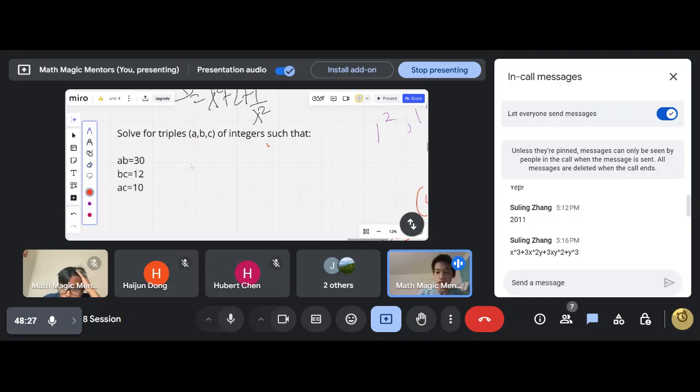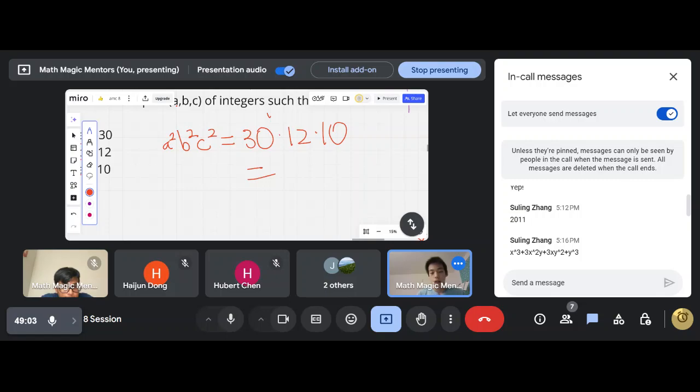Again, we have two a's, right? There's no a in the middle equation, which will produce a squared, and same with b, because there's no b in the last equation, which is b squared. Same with c. So it's a squared times b squared times c squared on the left hand side. That will be the product of the three numbers given. So that will be 30 times 12 times 10.